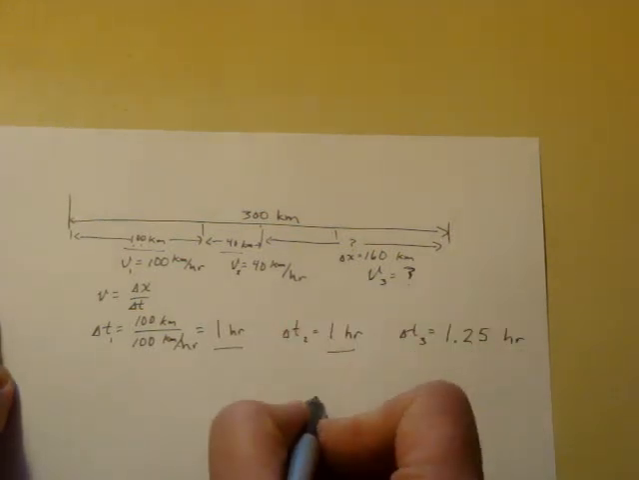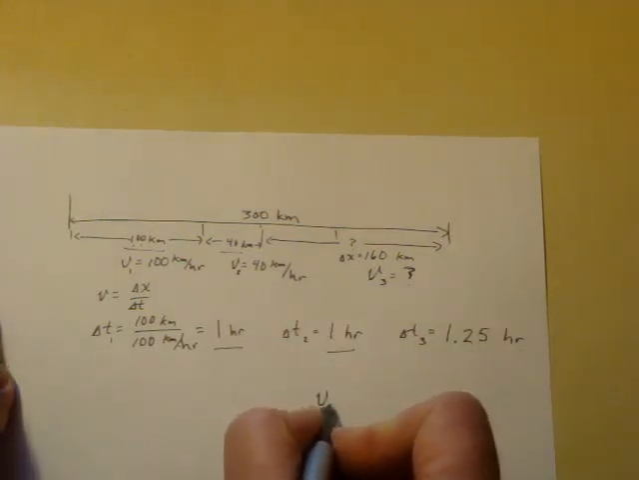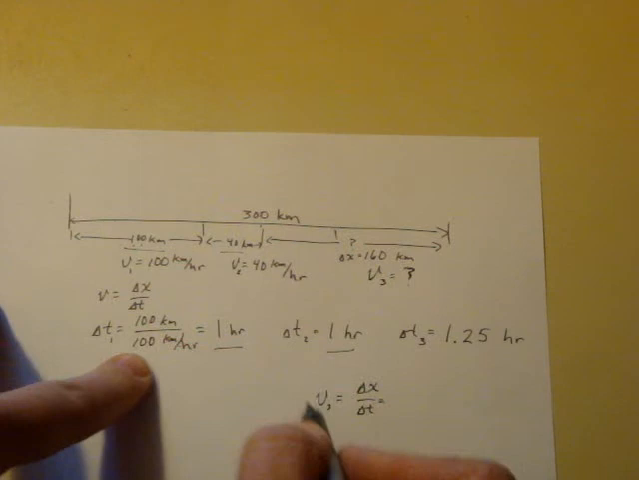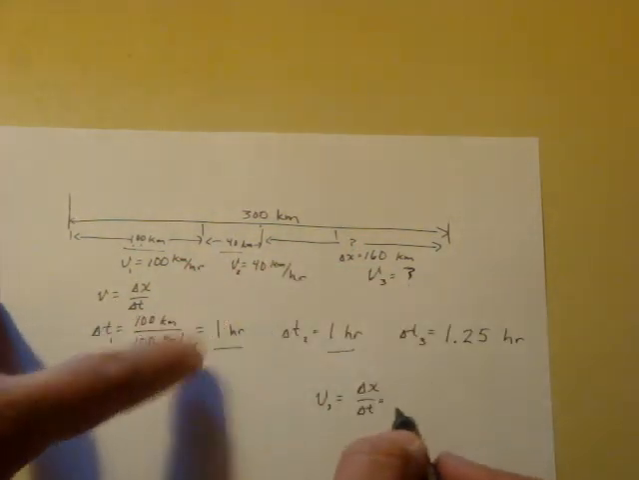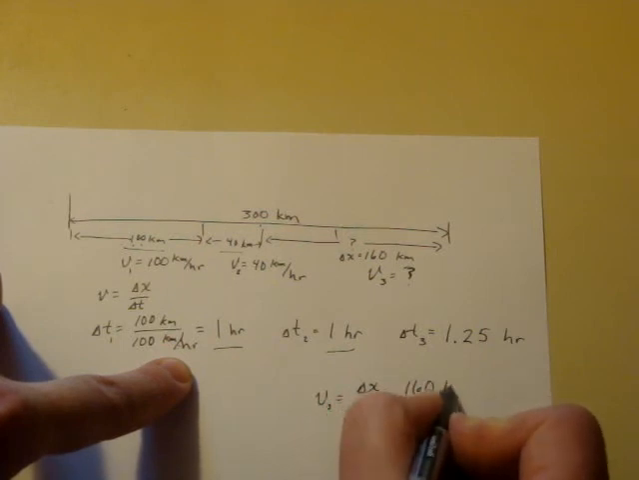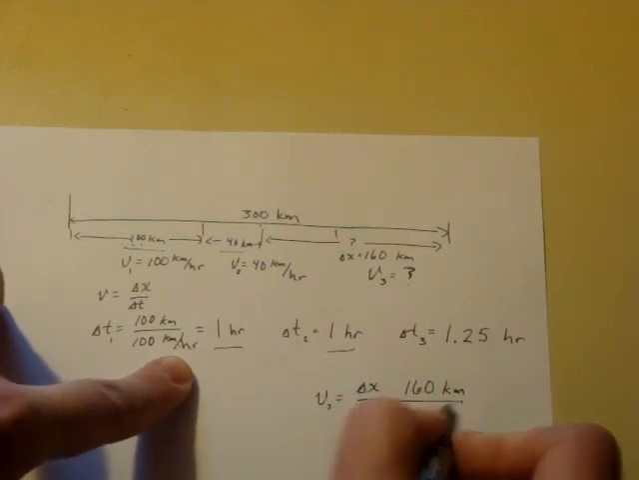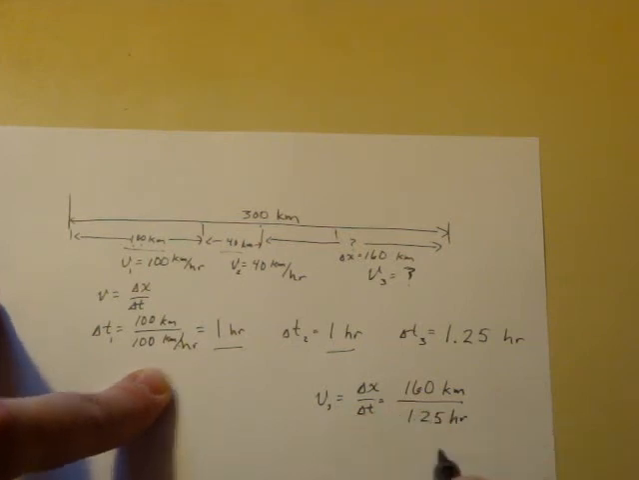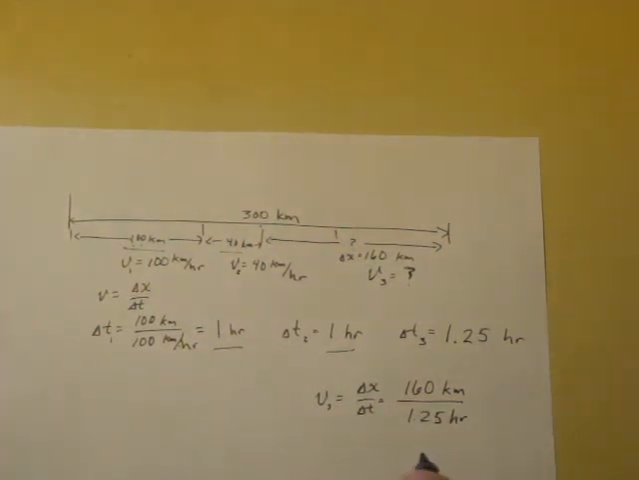So now we just need to solve, right? We know that the average velocity is going to equal the displacement divided by the change in time, and we know what those quantities are. Since these other quantities were given in kilometers per hour, we'll just keep this in kilometers per hour as well. We know that the displacement is going to be 160 kilometers, and we're going to divide by 1.25 hours, and we can actually figure out what that quantity is, right?